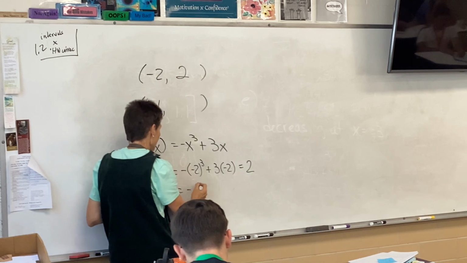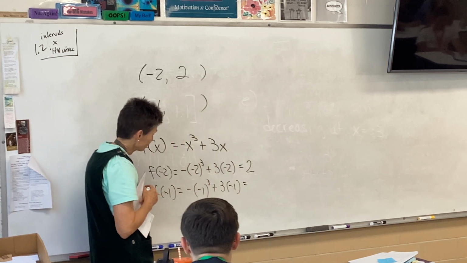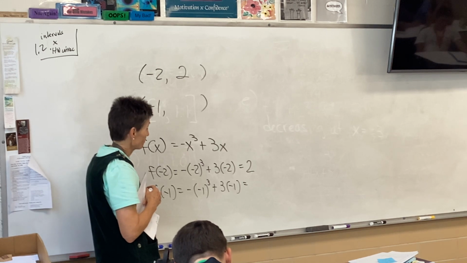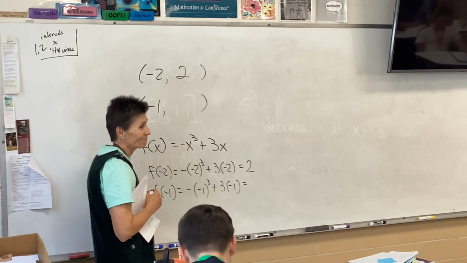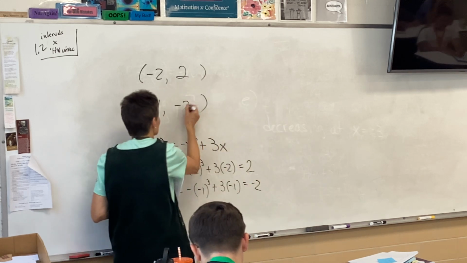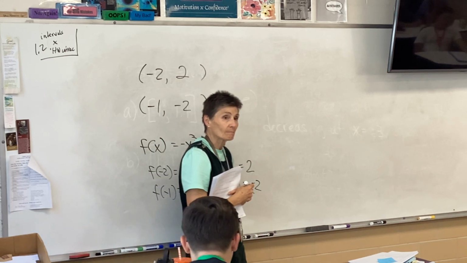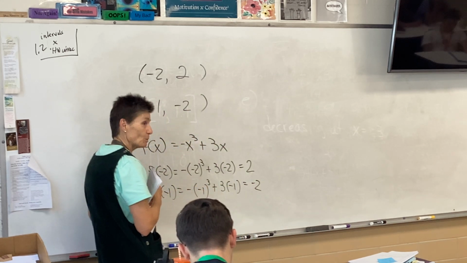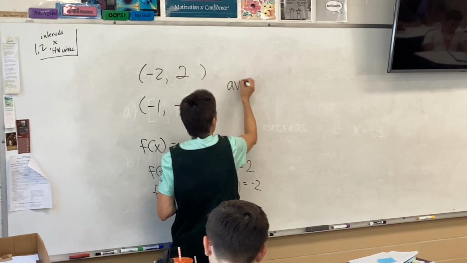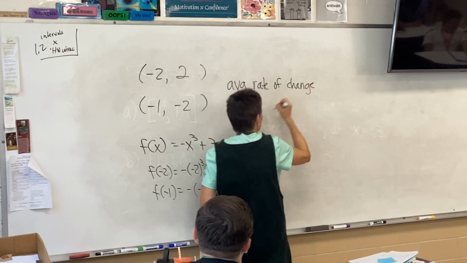Now we put in -1. And we get -2. You all right with that? All right. So now we're just going to find the slope. The average rate of change is just going to be the slope. So I'm going to say average rate of change, so I get familiar, comfortable with that vocabulary.